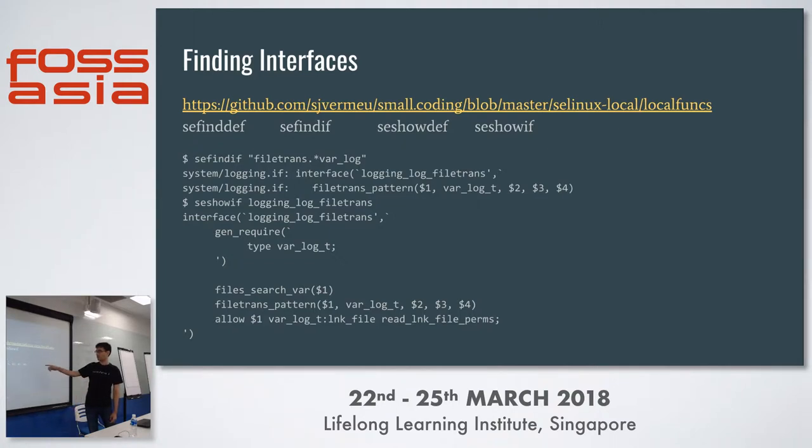And then there are more. I just cut them out from the slide. So you find that one, and that one looks like the right one. Then you can run seshowif logging_log_file_trans, and it'll show you the entire interface. So if you look at that one, and then you see, oh, there's a file trans on log, and it also gives you symlink access, so that's probably the one you want. And then you can use that in your policy file.